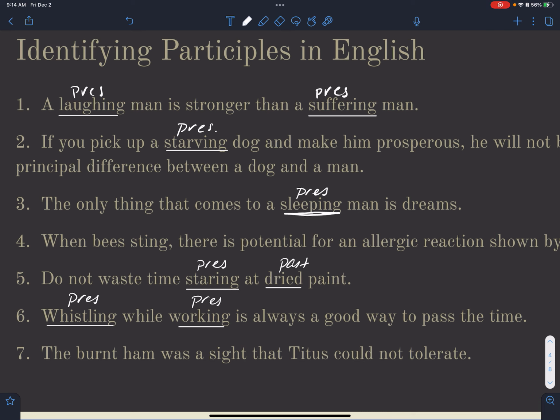All right, yeah, so I think those are the only two participles there. Number 7, the burnt ham was a sight that Titus could not tolerate. What is my participle? Burnt? Burnt, good. And what kind of participle is that, everyone? Past, yeah. It's like a weird one. Yeah, so the past ones, unfortunately, because English is weird, are going to have different endings, but nevertheless, the concept remains the same. Okay, does this make sense?